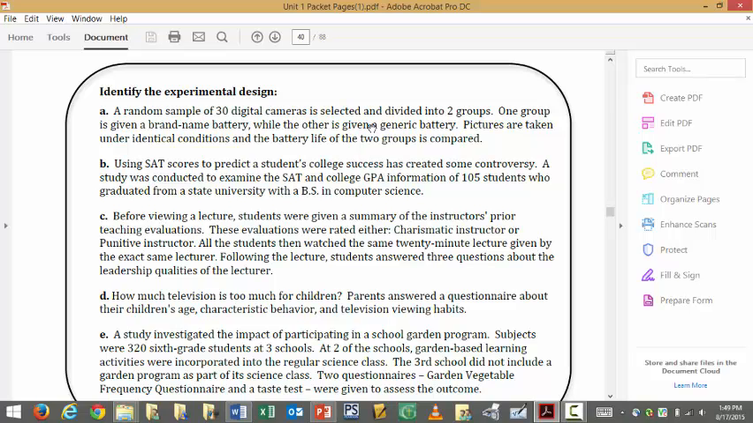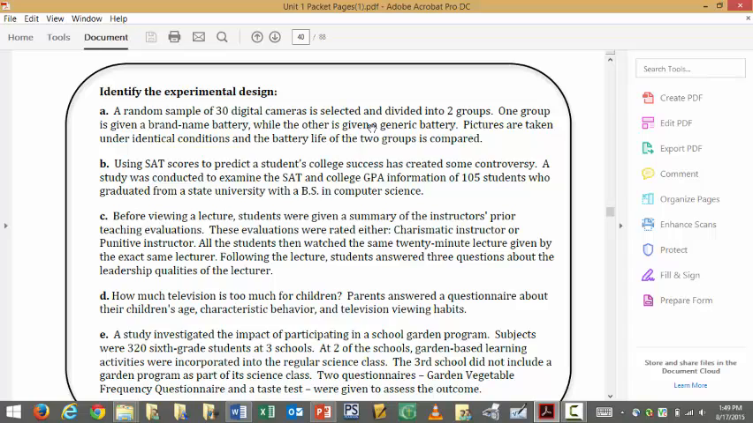So we move on to C. Before viewing a lecture, these students were given a summary of the instructor's prior teaching evaluations, and they were either rated charismatic or punitive. So either they're going into this thinking it's a good instructor or a bad instructor. They then watched the same 20-minute lecture, and following the lecture, the students answered 3 questions about the leadership qualities of that lecturer.